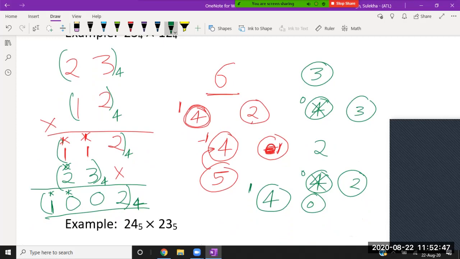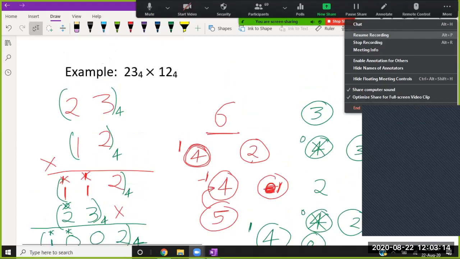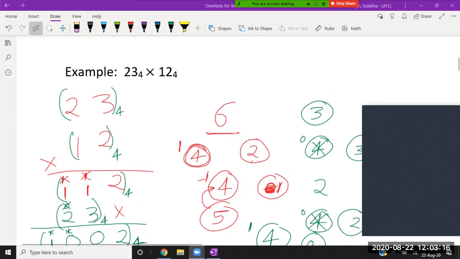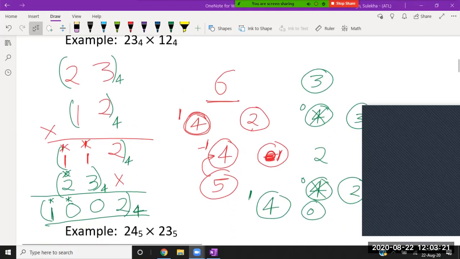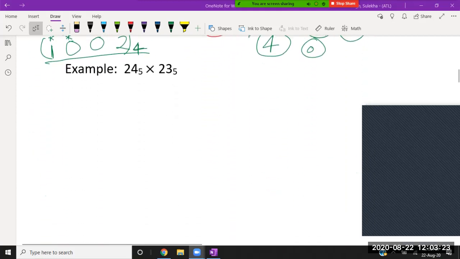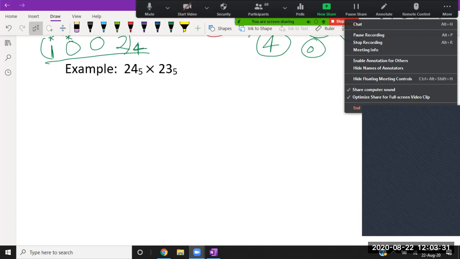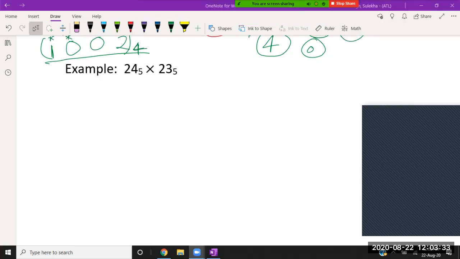Okay, so is that clear? So I will take one more example so that these concepts will get very clear to you. I'm taking one more example with base 5. The example for base 5 is you need to multiply 24 and 23. So again, I am doing the same thing, 24 and 23.